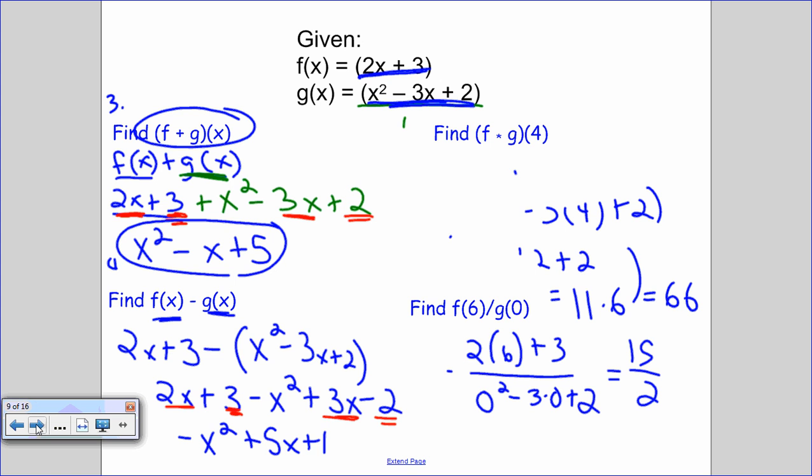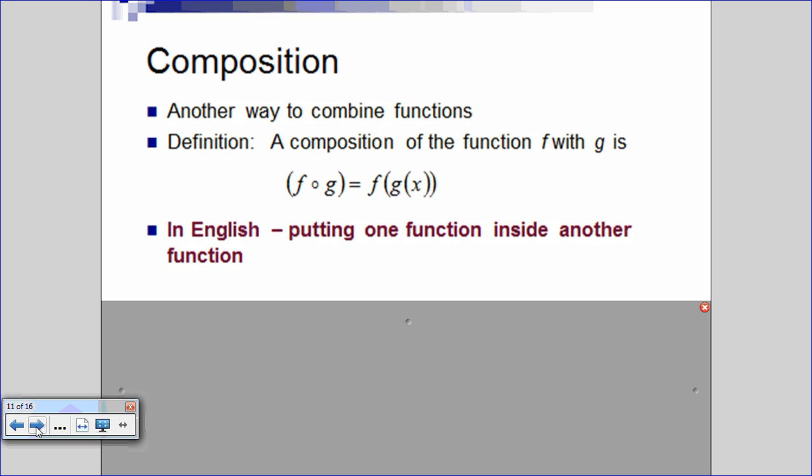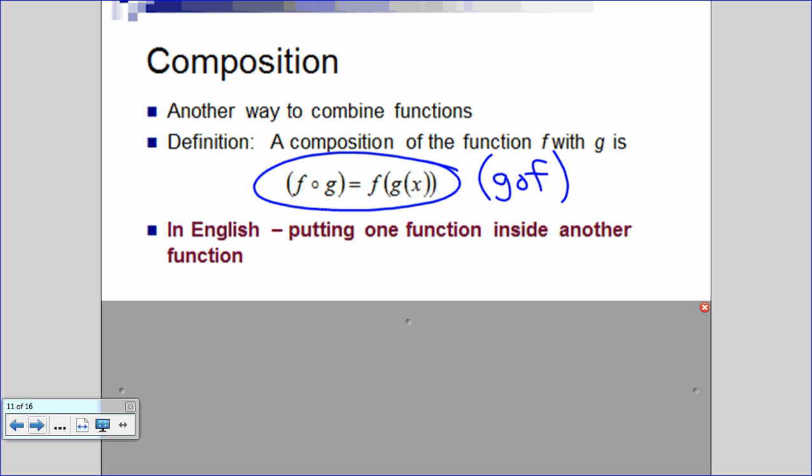Here's the actual notes if you haven't written anything down yet. We're putting one function inside the other. Here's the notation that we would use. And with the function machines, I showed you that we could compose the other way. We could have G composed of F, which is the same thing as G of F of X.